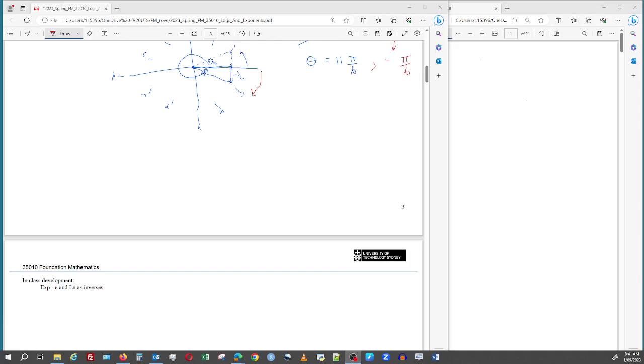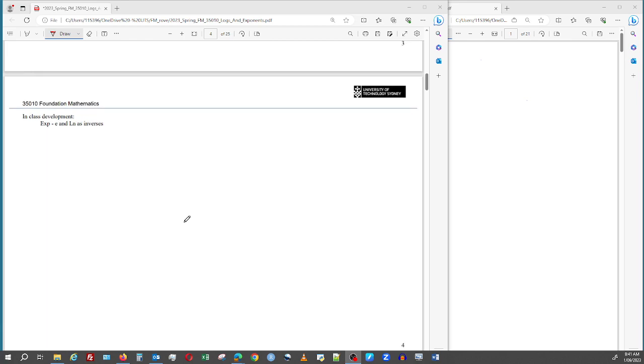Okay, welcome back for part two of the in-class development. This time what we're looking at is the big ideas around e and ln as inverses. Now this is an informal way of producing this, but it's very, very valuable.